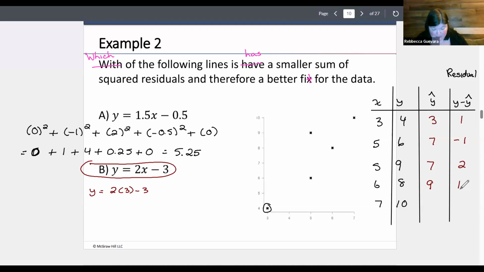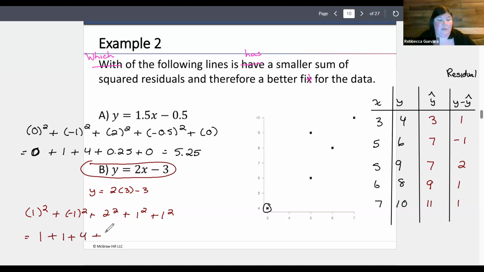And then if I put in 7, that's going to be 14 minus 3, it's going to give me 11. The difference between 10 and 11 is 1. So if I square all of those and sum them up, 1 squared plus -1 squared plus 2 squared plus 1 squared plus 1 squared, that's going to be 1 plus 1 plus 4 plus 1 plus 1, which is going to be 4, 5, 6, 7, 8.